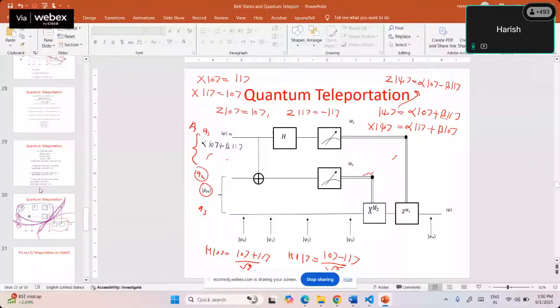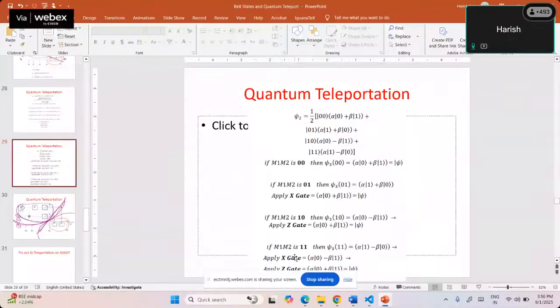Because if you see here, before measurement, this M1 and M2 can be anything: 0, 0, or 0, 1, or 1, 0, or 1, 1. It is in superposition of all 4 states. So you do not know what M1 and M2 are. To determine whether it is 0, 0 or 0, 1, you need to measure them.